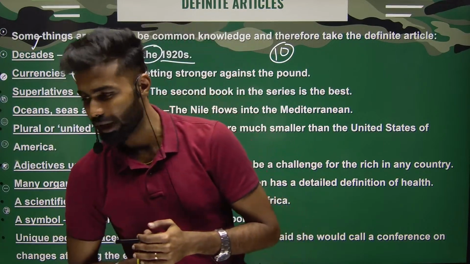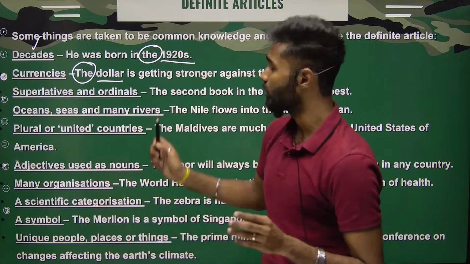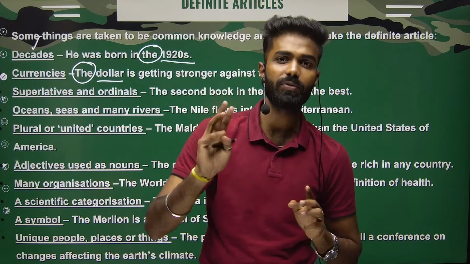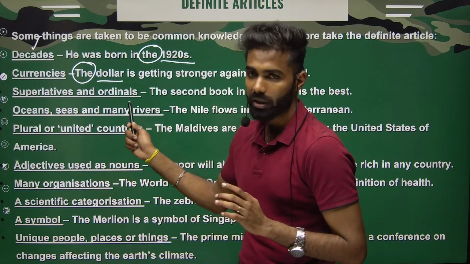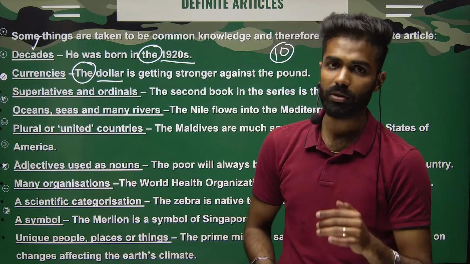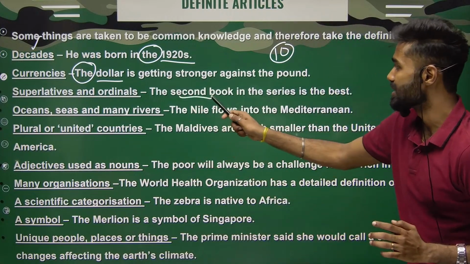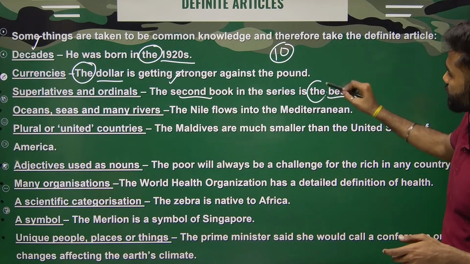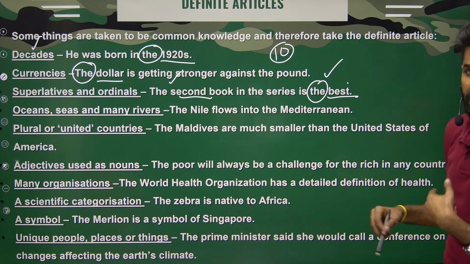I think I mentioned it in a wrong way. Sorry. Ordinal means first, second, third, fourth, fifth, sixth, seventh, eighth, ninth, 12th, 13th, 14th. Cardinal means 1, 2, 3, 4, 5. So when we talk about ordinals, second, third, fourth, fifth, these are all my ordinals. See? Second book, the second book. And the best. I'm using "the" because best is my superlative.